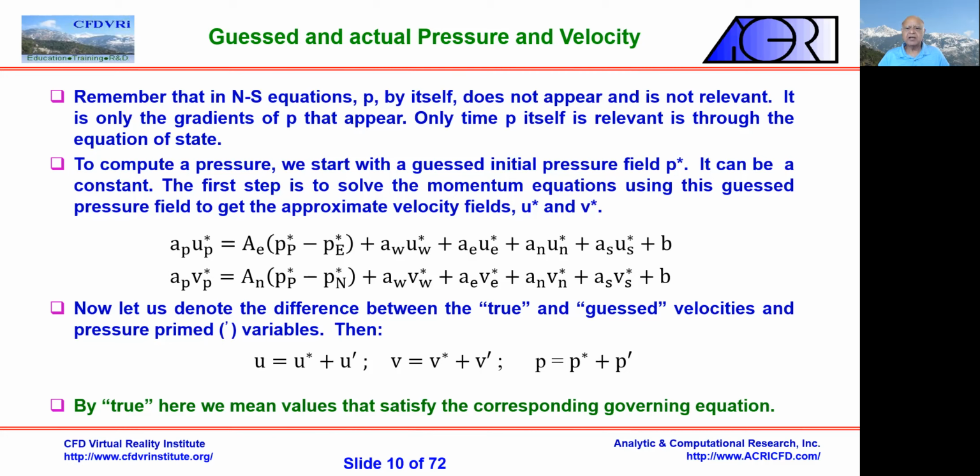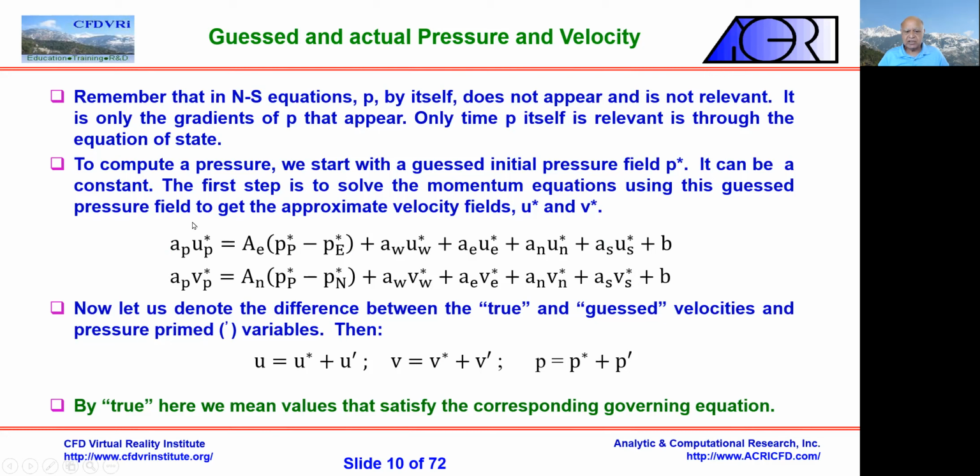So what we do here is what Chorin, and before him Harlow, did, which is that we split the pressure field into a guessed pressure and a correction to the pressure. And we do the same with the velocities. We split them into 2 components, a guessed value and a correction value, right?